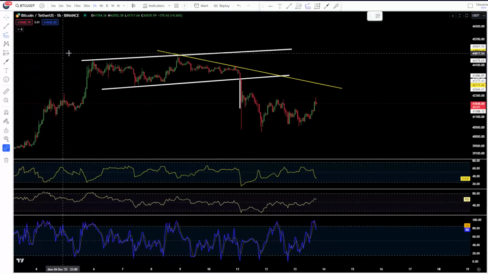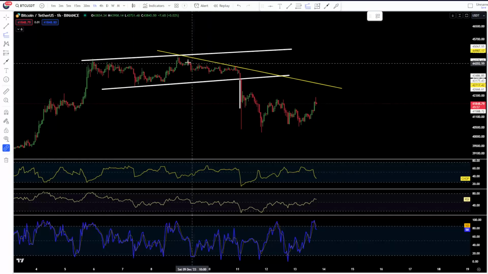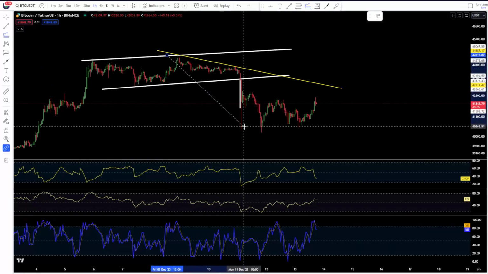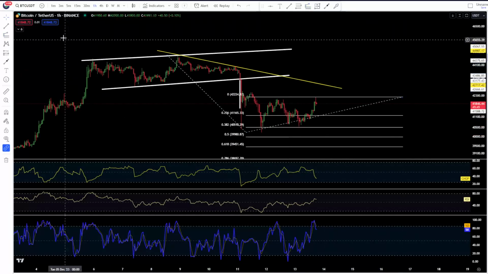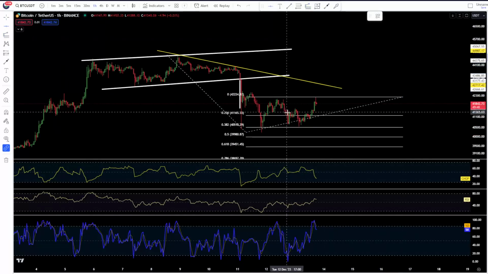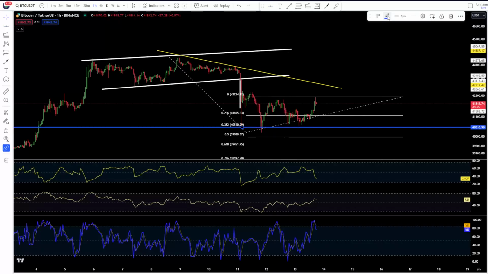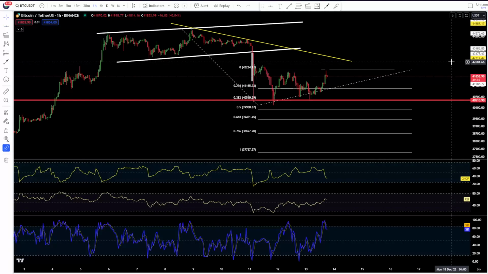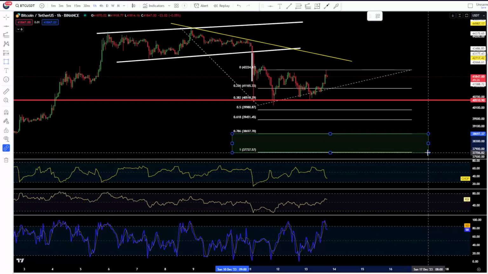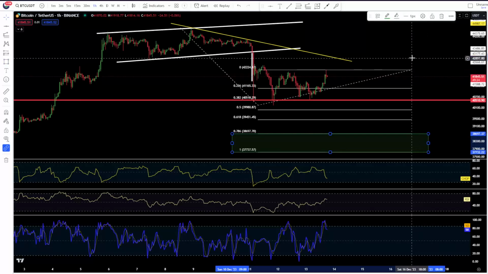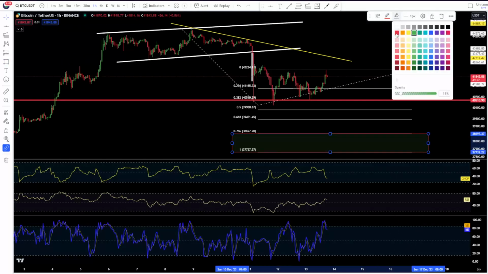Now we can move on to marking support areas in case the correction deepens. For this purpose, we will unfold the trend-based fib extension grid, and we can see support at the level of $40,510. While it is worth defining the support zone from $38,697 to $37,732.